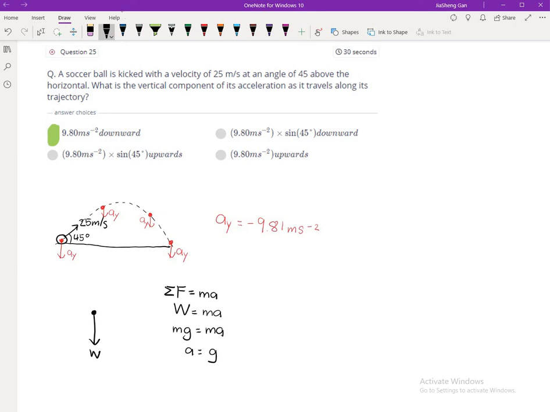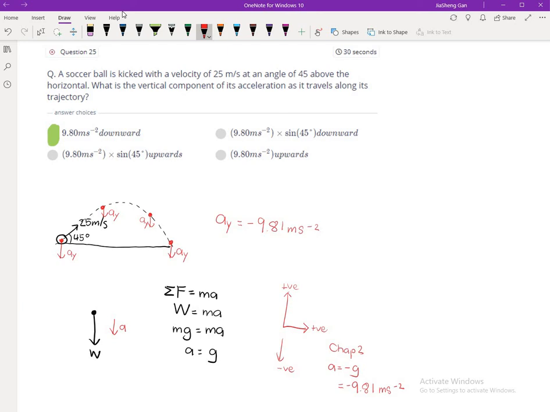But we take weight here as positive because we follow the direction of acceleration. The acceleration is pointing downwards, so we take W as positive. But in chapter 2, you always assume a fixed positive direction, so going down should be negative. That's why in chapter 2 you write a equals negative g, or negative 9.81 meters per second squared.